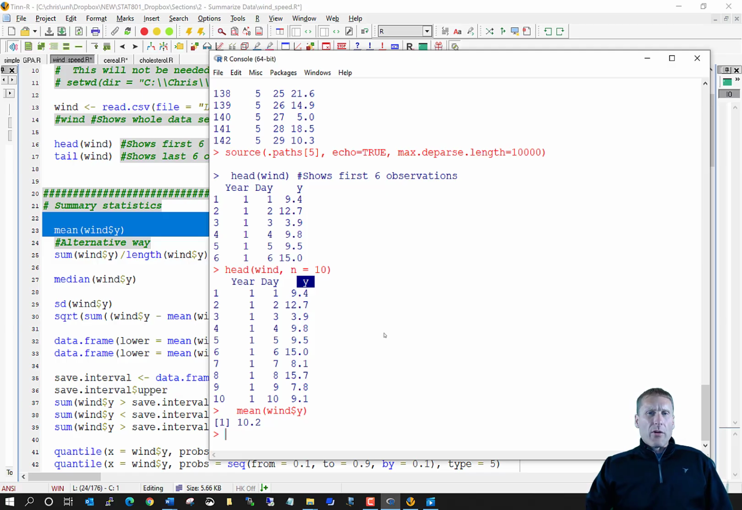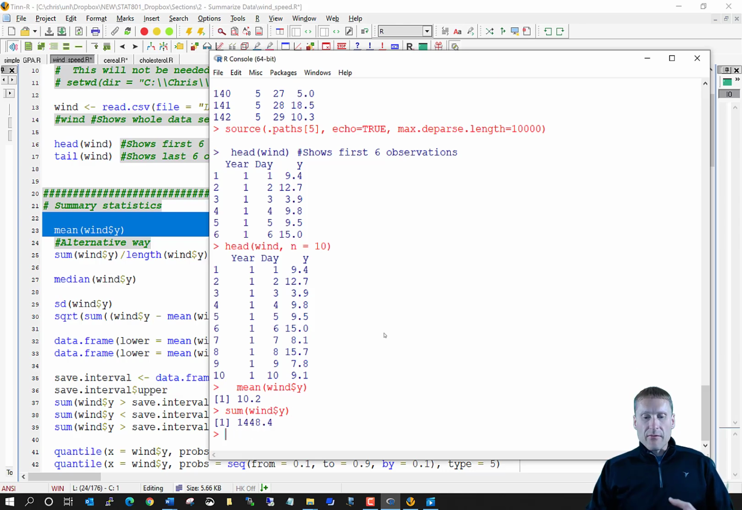Well, what would be another way that we could write it or calculate this? Well, remember what the mean is. It represents the sum of all the observed values divided by the total number of observed values. In R, there's a function called sum. So if I use sum with the y values in wind, I get 1,448.4.